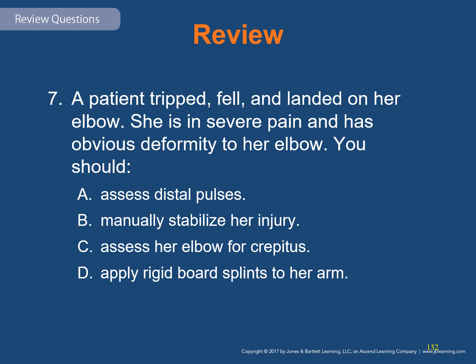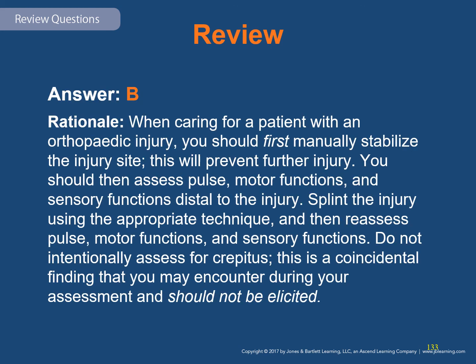Review question 7. A patient tripped, fell, and landed on her elbow. She is in severe pain and has obvious deformities to her elbow. You should A. Assess distal pulses, B. Manually stabilize her injury, C. Assess her elbow for crepitus, D. Apply rigid board splints to her arm. The correct answer is B.